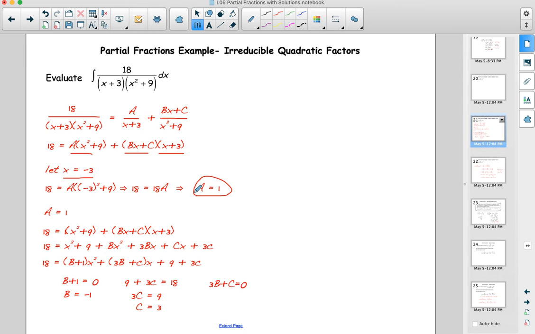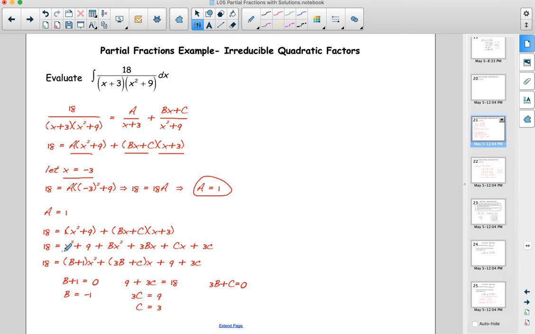All right, now moving forward, how are we going to find what b and c are? So we're going to start with noting a was 1, so imagine plugging in a 1. 18 is equal to 1 times x squared plus 9. And then I'm going to expand this part here. So bx times x is bx squared. Bx times 3 is 3bx. There's plus cx, and there is plus 3c.